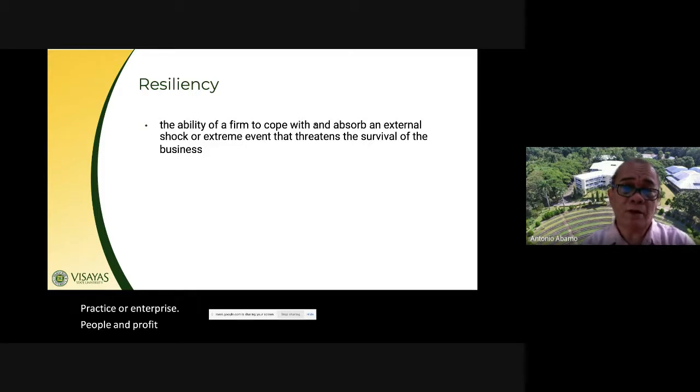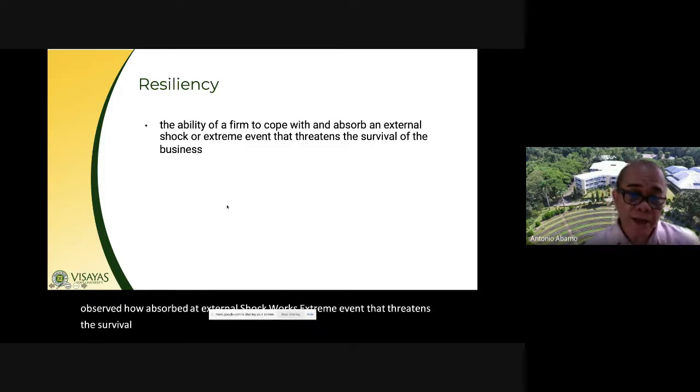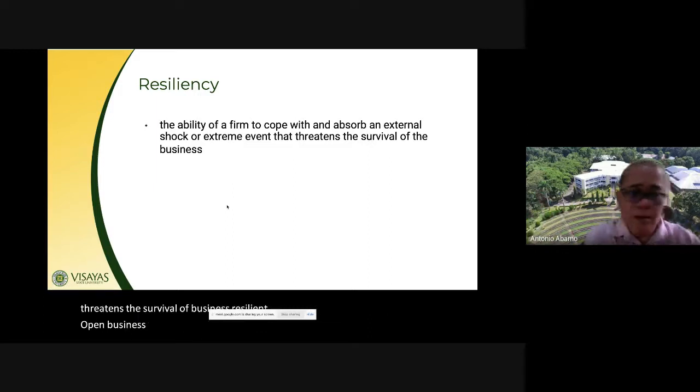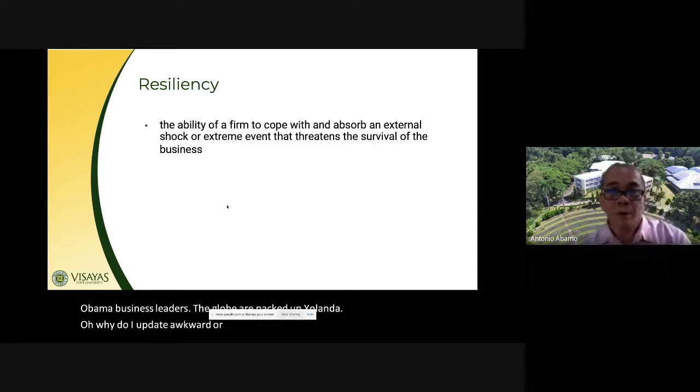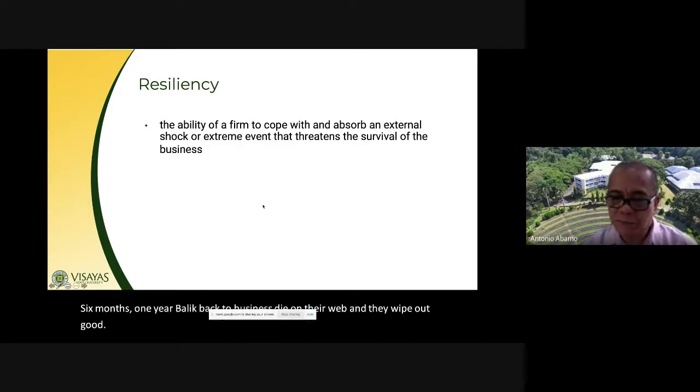Resiliency. Okay, resiliency: the ability of the firm to cope with and absorb external shocks or extreme events that threaten the survival of the business. Some businesses here, when Yolanda hit, took six months to a year and then went back to business. But others were wiped out. Those that were wiped out and never came back were not resilient.